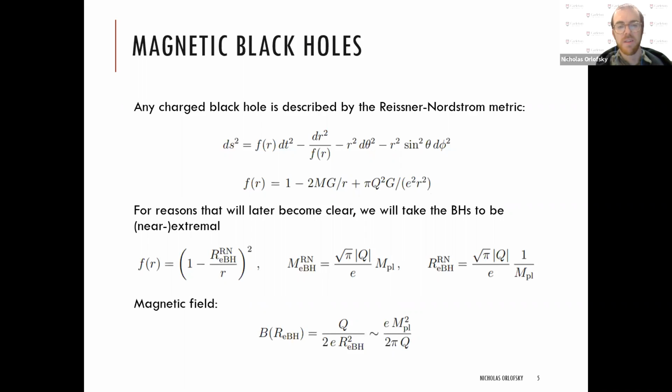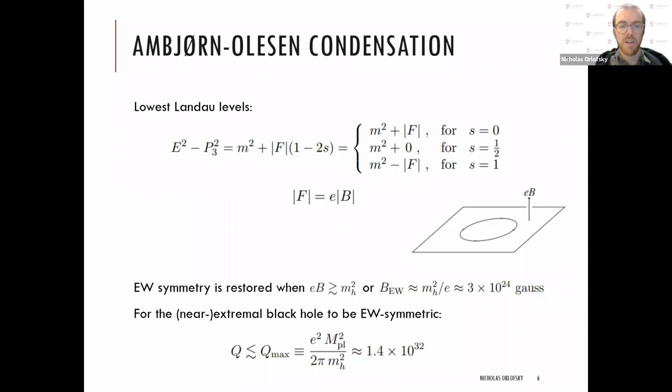But because of this relation that the B field in this previous slide at the horizon is increasing as you take a smaller and smaller Q, that means that for any nearly extremal black hole, there will be some electroweak symmetric region as long as the magnetic charge of the black hole is less than about 10 to the 32. So a very large value.